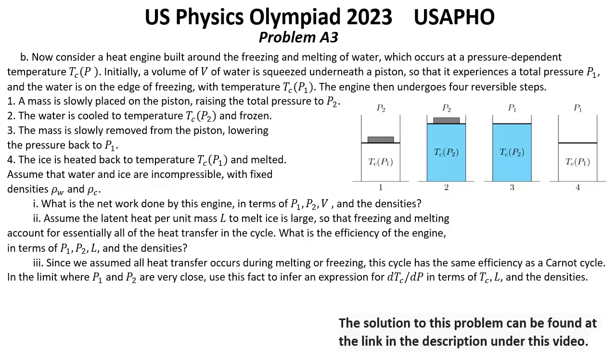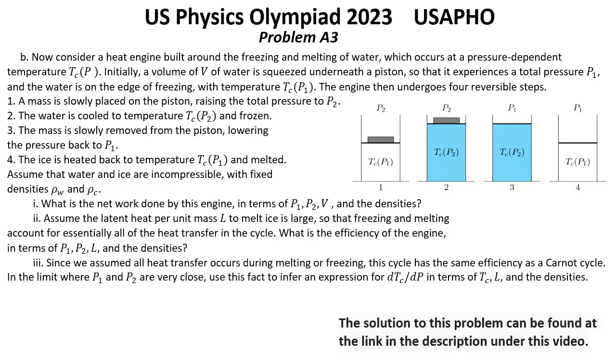First step, a mass is slowly placed on the piston, raising the total pressure to P2. Second step, the water is cooled to temperature Tc from P2 and frozen. Step 3, the mass is slowly removed from the piston, lowering the pressure back to P1. Step 4, the ice is heated back to temperature Tc from P1 and melted. Assume that water and ice are incompressible with the fixed densities ρ W and ρ I.